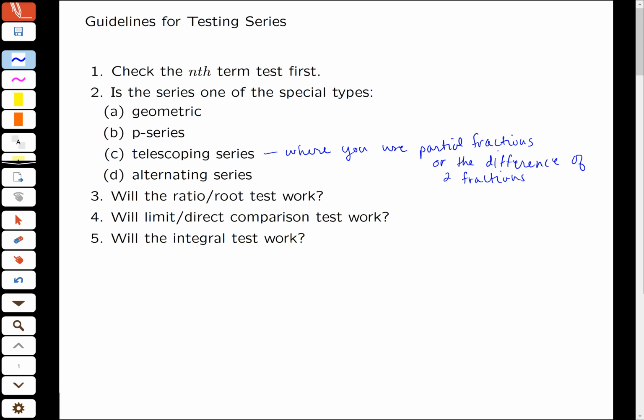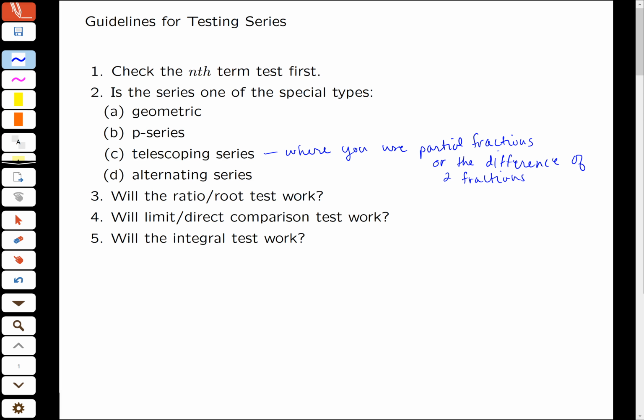If that fails, try a limit comparison or a direct comparison test. Those ones are a little bit harder usually because you have to figure out what to compare it to. And then the last one is an integral test. The integral test is the longest test, the hardest test, so you probably don't want to do this one unless you absolutely have to. There will be cases where you need to use the integral test. No other test will work.